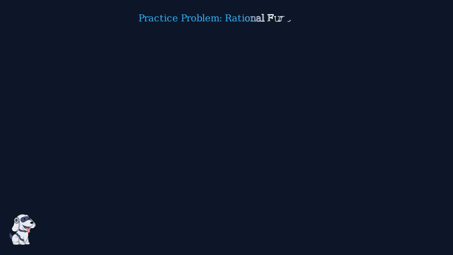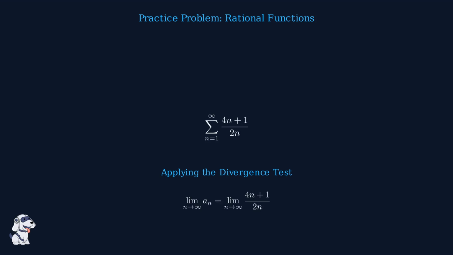Consider the infinite series of the rational function (4n plus 1) divided by 2n. Our first step is always the divergence test. We check if the limit of the terms approaches 0. By dividing each term in the numerator by 2n, we see the limit simplifies to 4 divided by 2, which equals 2. Because the limit is 2 and not 0, the series fails the divergence test immediately. Therefore, we conclude that the series diverges.